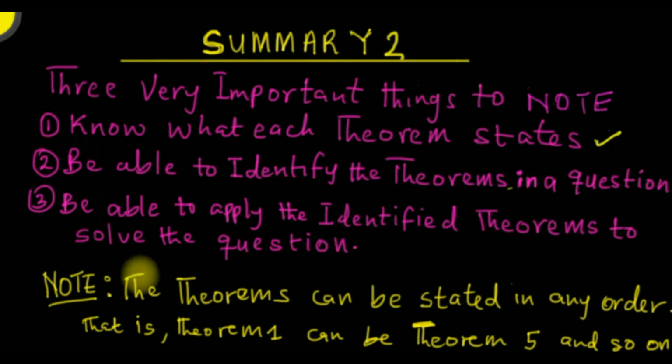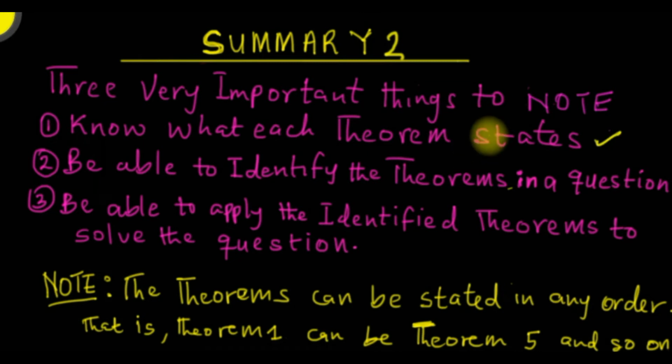And then we are saying that the theorems can be stated in any order. Theorem 1 can be theorem 5 and so on. In our lesson, we stated theorem 1 as: the angle formed by an arc at the center is equal to 2 times the angle formed by the same arc on the circumference. That is our theorem 1.